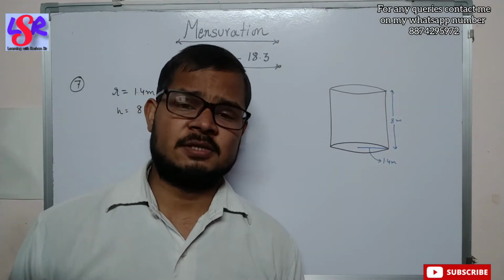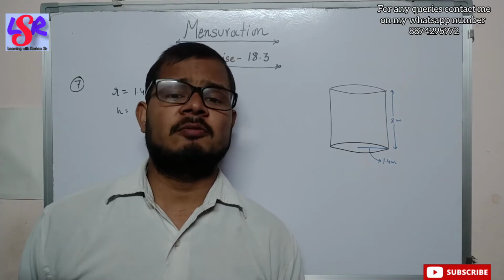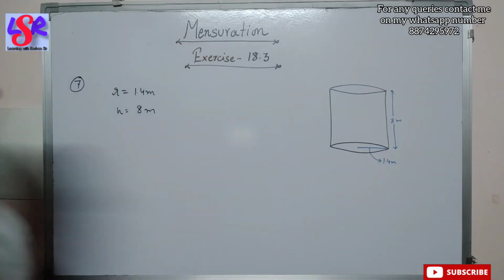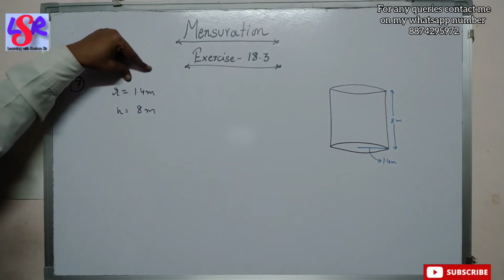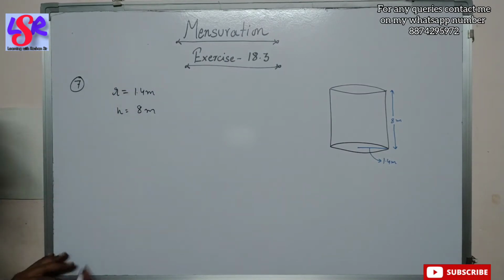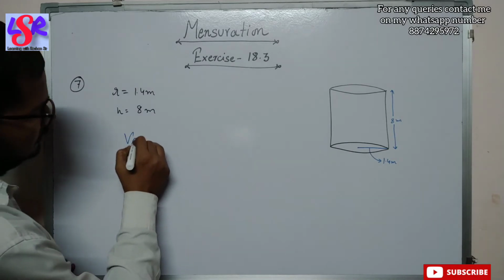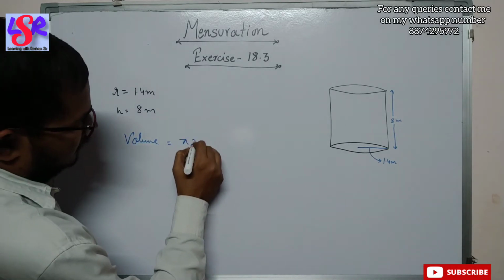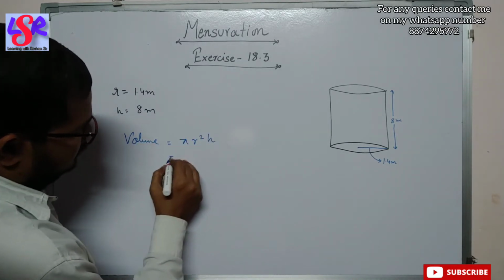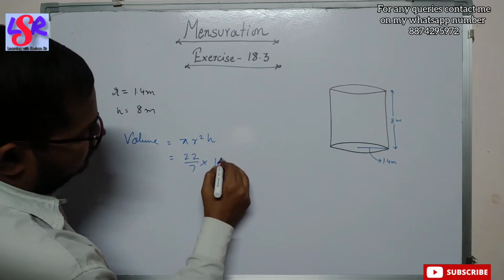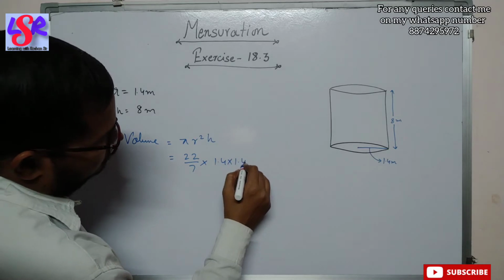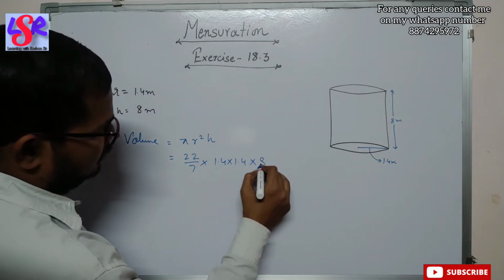The quantity or the capacity of any container is the volume of that container. So we are going to find the volume of the container, that is the volume of the cylinder, with the help of the radius 1.4 and the height 8 meter. Now we know the volume of a cylinder is pi r square h. The value of pi we will be taking as 22 upon 7. For r we have 1.4, so 1.4 into 1.4 into the height, which is 8.